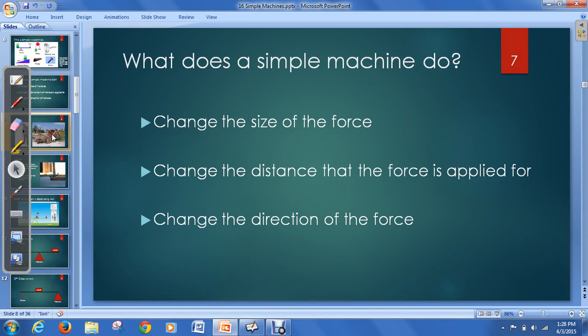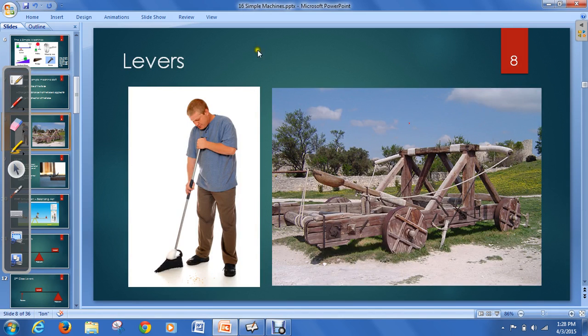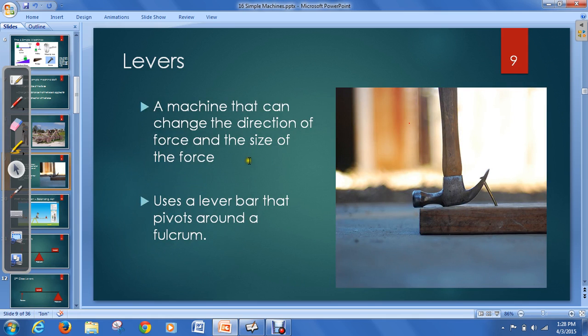And that's a lever. There are lots of applications of levers. We talked about a broom, for example, being a lever. You may have seen a catapult, that's a lever. Hammers, things like that, they're all levers. And what the lever does is it's a machine that can change the direction of the force and the size of the force, okay?